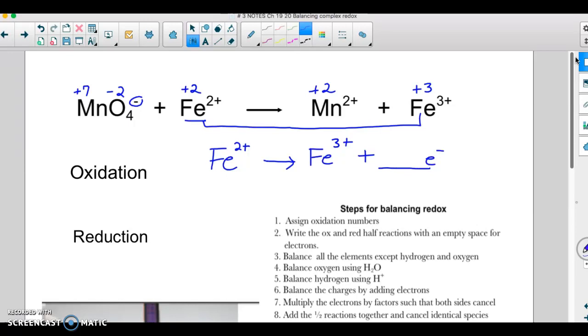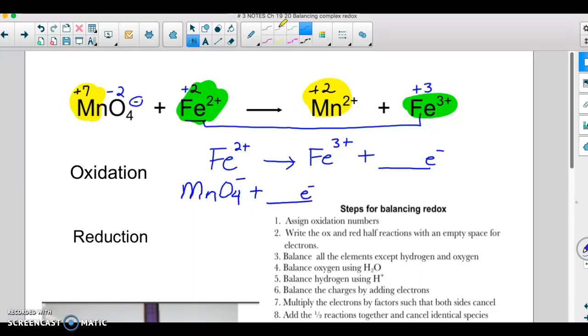So the next thing would be to write the reduction. And the reduction is going to be the manganese. From +7, it gains electrons to become +2. The oxidation was the iron, +2 changing into +3. So the reduction is going to be written as the whole ion. I'm going to include the oxygen, the permanganate, plus, I know I'm going to gain some electrons, but I'm going to leave that blank. And then I'm going to form manganese 2+.